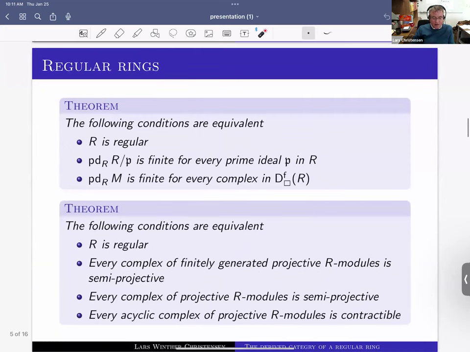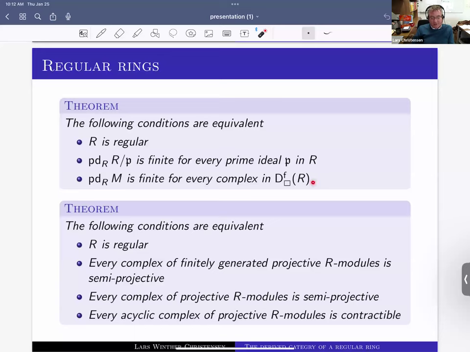So the first theorem here is a classic way of characterizing regular rings. Now the ring is no longer local. In the local case, we have the Auslander-Buchsbaum-Serre theorem that says that being regular means finite global dimension. You don't quite have that in general; Nagata has a famous example of a regular ring of infinite global dimension. So what one knows about the relation between regularity and homological dimensions is what's stated in the first theorem: finiteness of the projective dimension of the cyclic modules R mod a prime ideal is enough, or for that matter, finiteness of the projective dimension for every complex with bounded and degree-wise finitely generated homology.